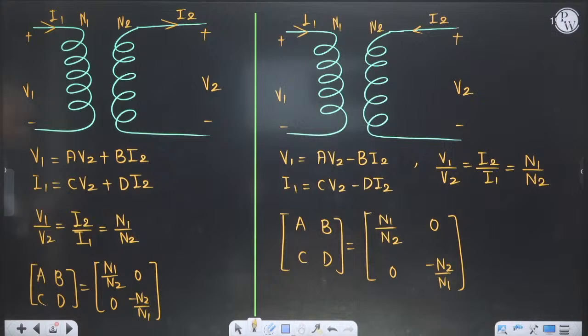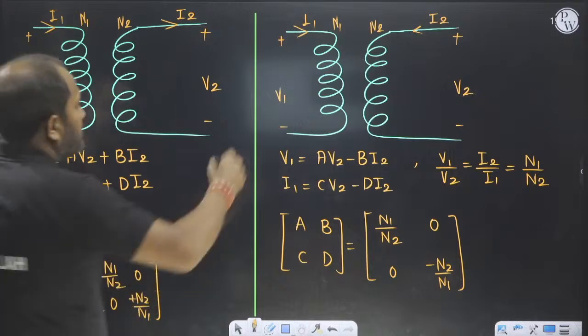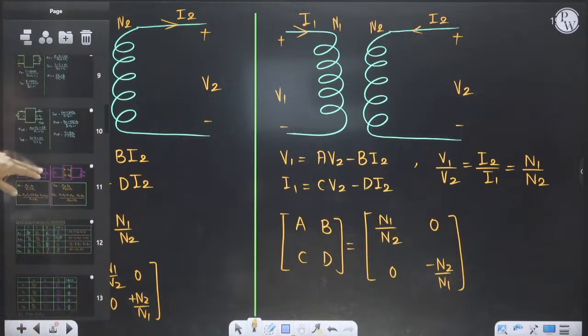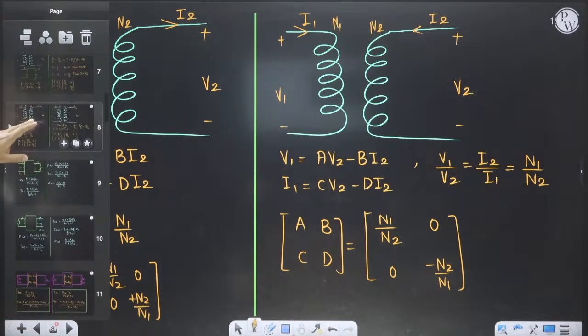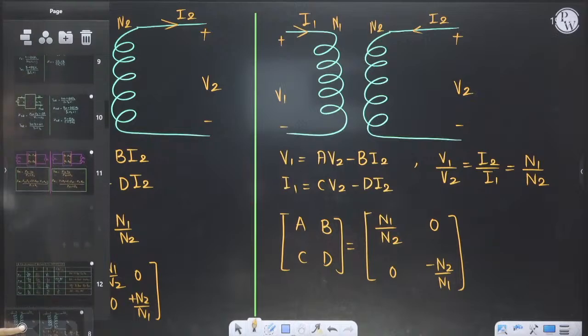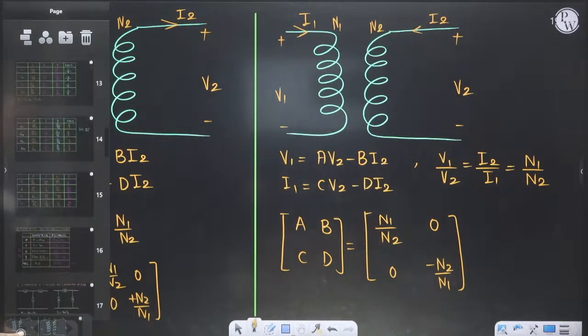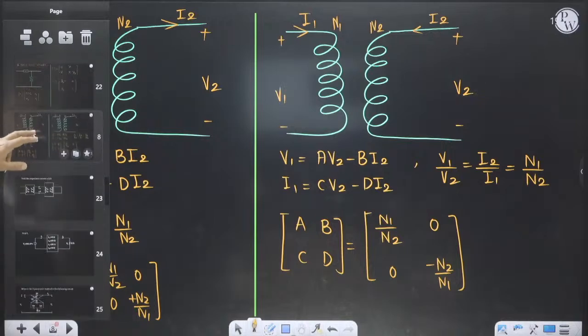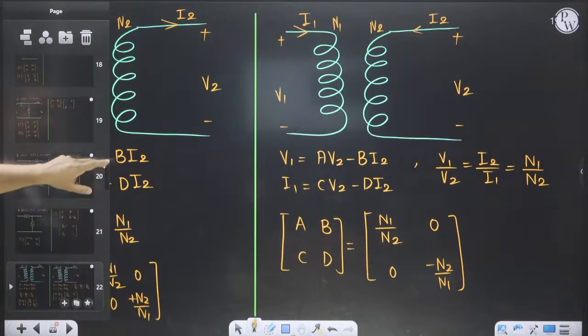Plus and minus: here it is plus. So you have to focus on the plus and minus sign. The current direction will give you the direction. So this is our point which you have to remember in a transformer.